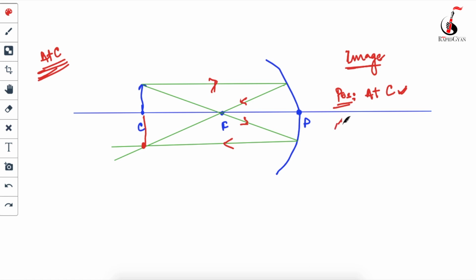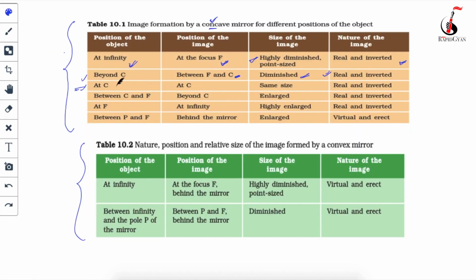What is the size? If you check, the size is equal. And again it's real because both the light rays are intersecting each other in actual, and it's inverted. So these are the characteristics of the image. Hope you guys understand this. When the position of the object is at C, the position of the image will also be at C. It's of equal size, real and inverted.